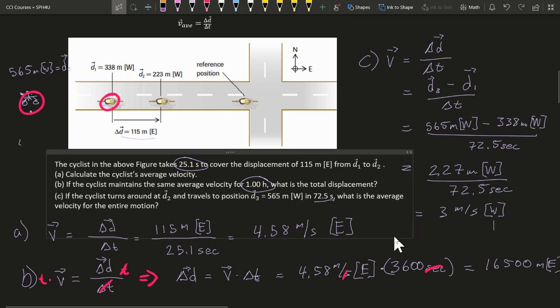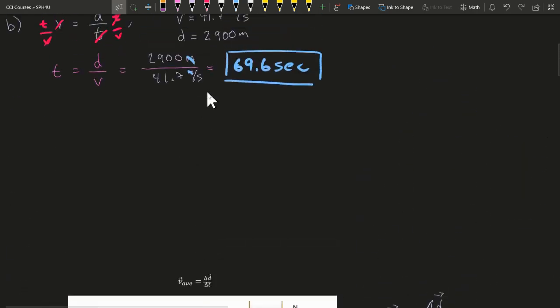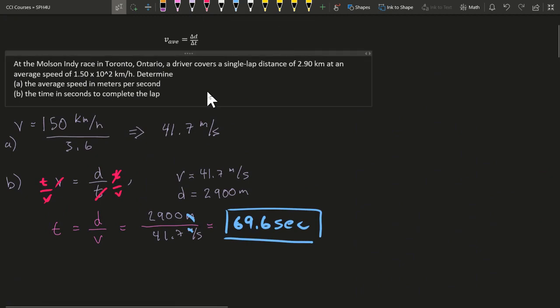Okay. So anyway, that's a little bit of a recap on velocities and speeds. All right.